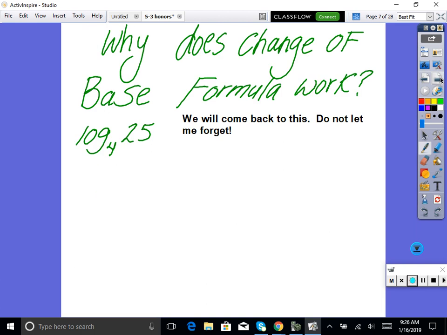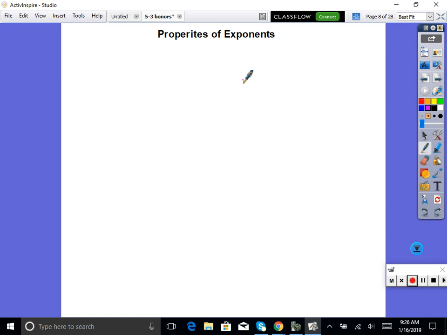Okay, we'll come back to this. I want to talk about later, why does the change of base formula work? It's actually really straightforward. It's just algebra. It all works out, and we can come back to that. Don't let me forget if you want to know why the change of base formula works. But let's get going into this part because I think it'll make more sense of why the change of base formula works once we've learned the lesson.